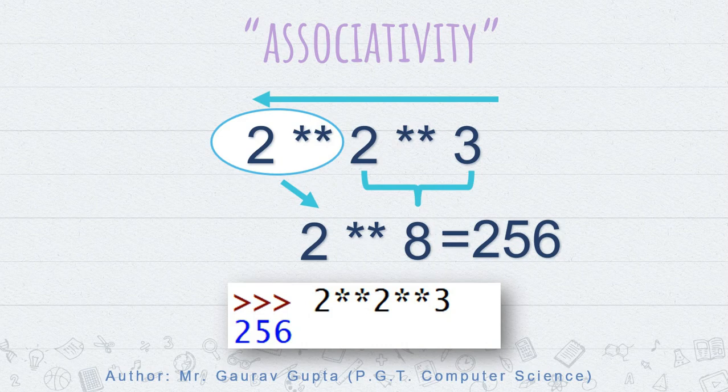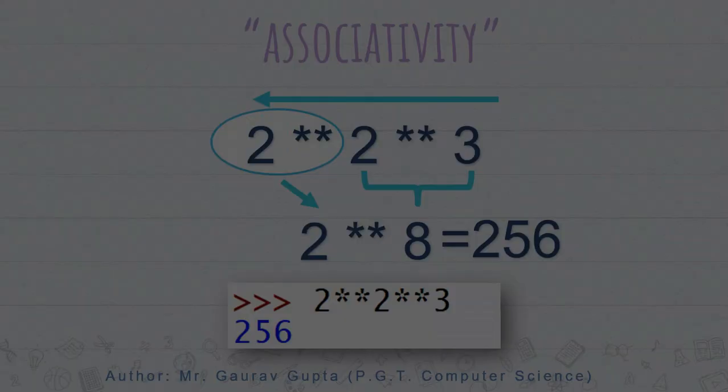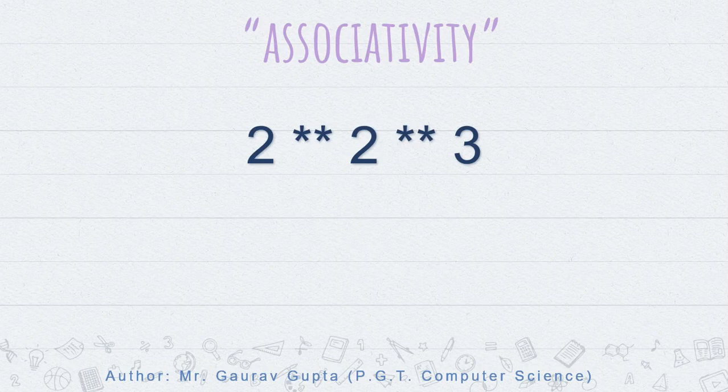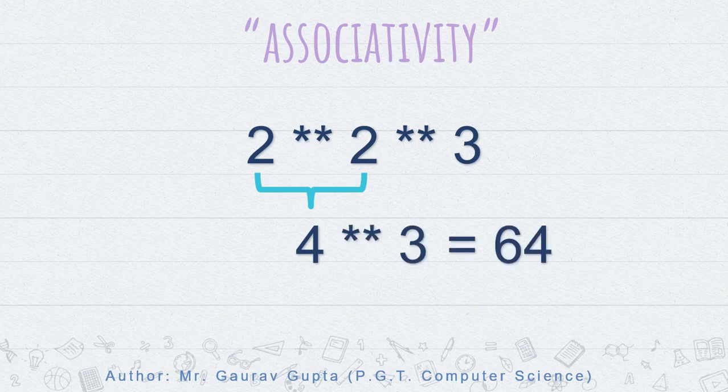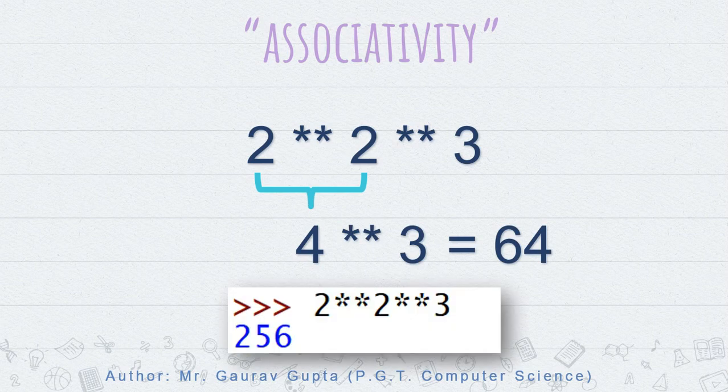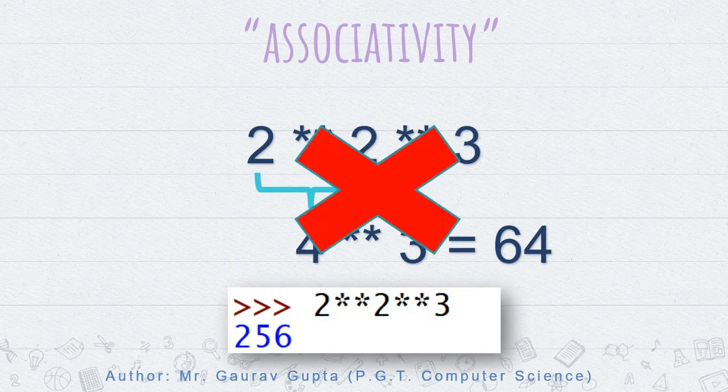Now I will show you what will happen if I solve this expression from left to right. Then it will be 2 raised to the power 2 first, which will result in 4. And after that, it will become 4 raised to power 3, which will result in 64. Which is incorrect, which we already know from the screenshot, which shows the value 256. So this approach of solving exponent is incorrect.